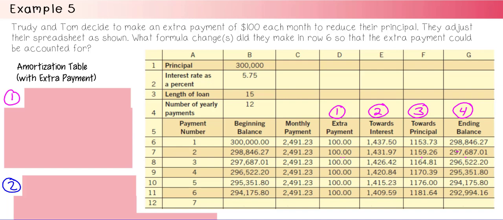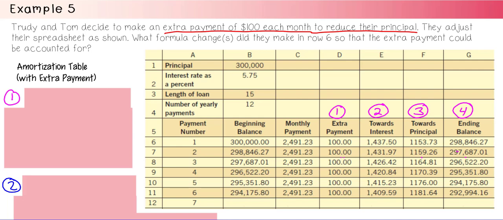So in this video, we're going to look at amortization tables when there are two different special situations. In this first example, Trudy and John decide to make an extra payment of $100 each month to reduce their principal. They adjust their spreadsheet as shown. What formula changes do they make in row 6 so that the extra payment could be accounted for?